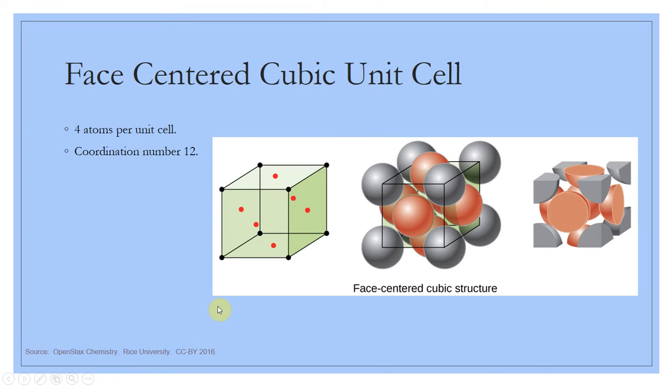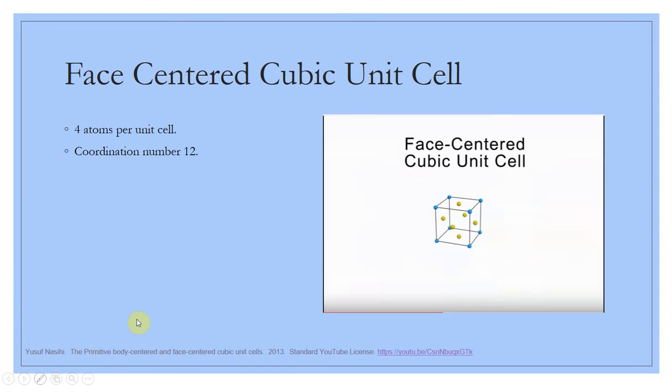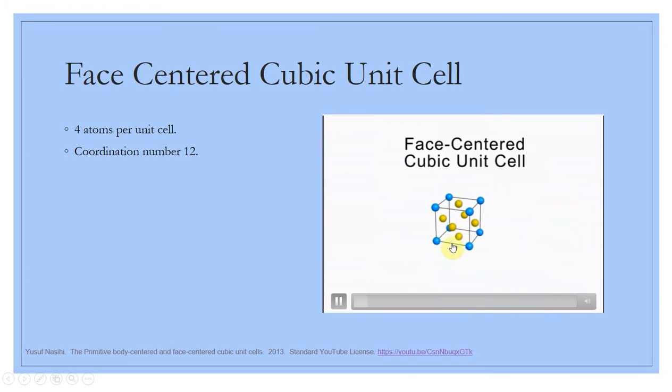Third type of unit cell is the face-centered cubic unit cell. Face-centered cubic unit cell doesn't have the one in the center. It actually has the particles on all of the sides. Here, we've also got the 8 corners. And so we can kind of look at how these guys are going to come together. Now we have 4 atoms per unit cell and a coordination number of 12. This may go too fast for me, but you can kind of see the particles are on all 6 faces.